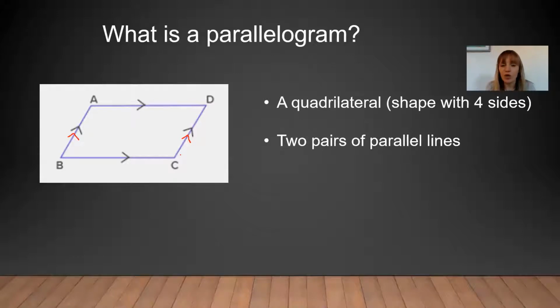Now a parallelogram has got 2 pairs. So you can see A to D, B and C, they're parallel, and A and B and C and D, they're parallel. I often like to think of a parallelogram as a bit of a wonky rectangle because it's like the rectangle's gone wonky, isn't it? And that's a parallelogram, okay?